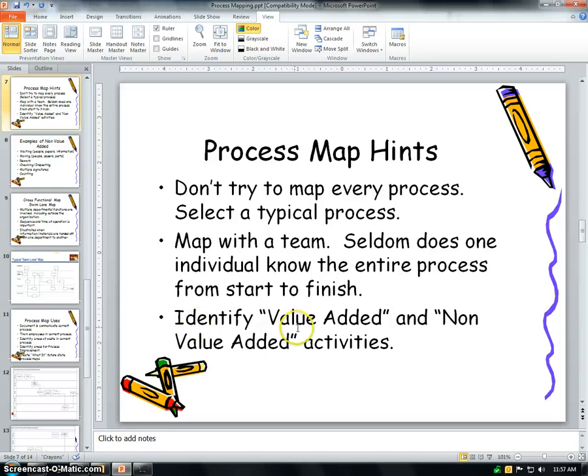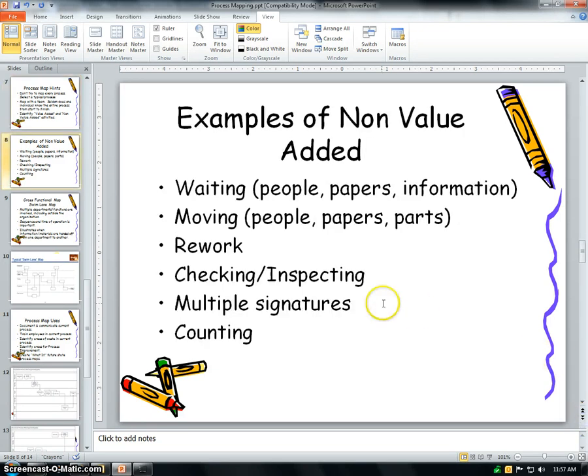And we'd like to try to identify value-added steps and non-value-added steps. What's a non-value-added step? That's a step that the customer, if they knew that you were performing it, would not be willing to pay for. It's something that the customer doesn't value. Examples are things like waiting, whether for people, papers, or information. Any kind of movement that's going on is a non-value-added step.